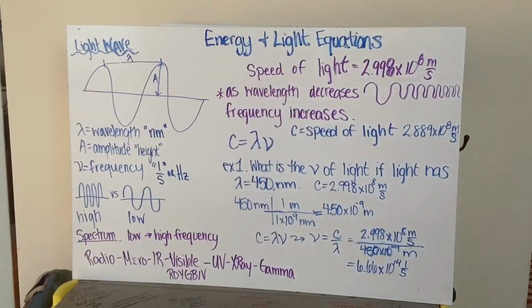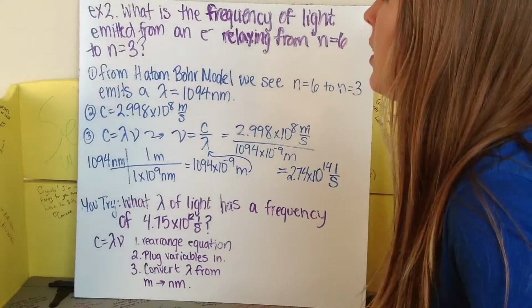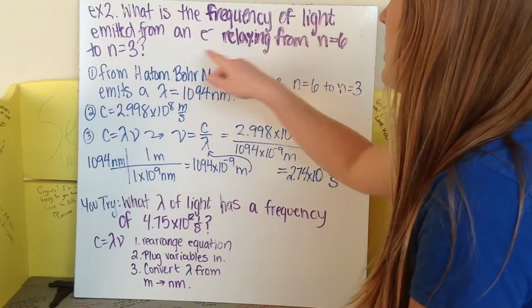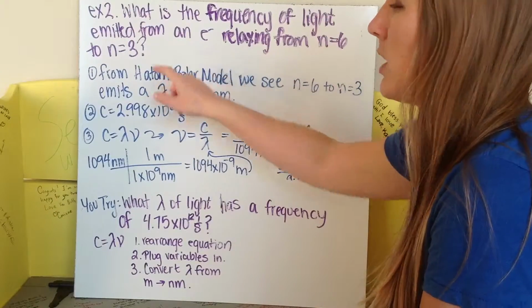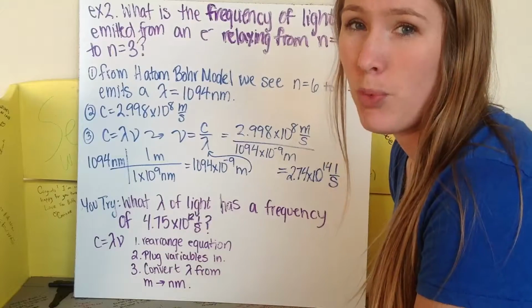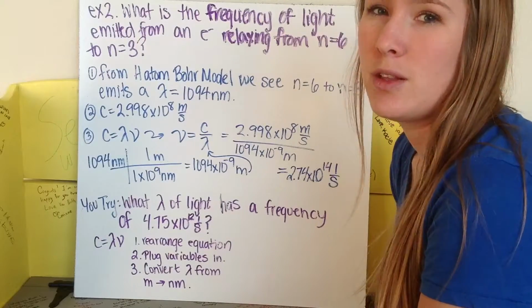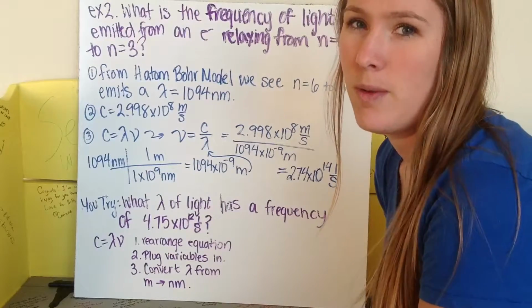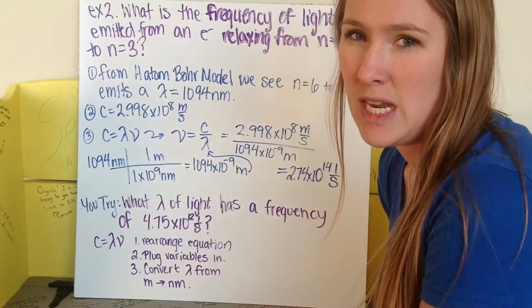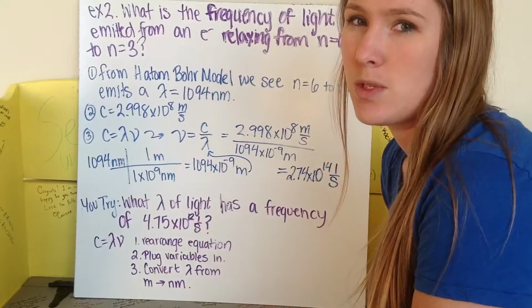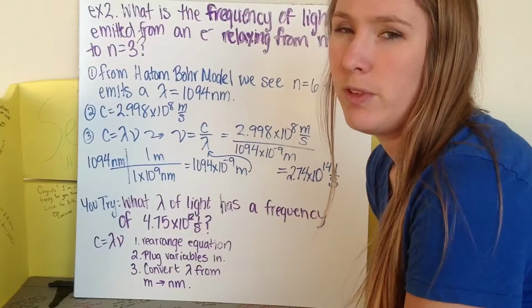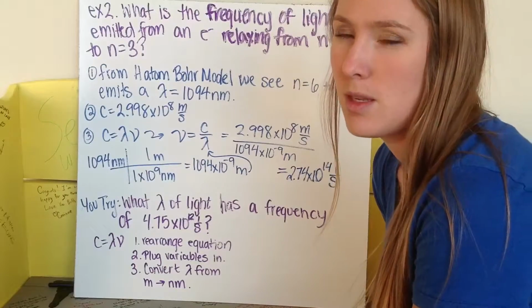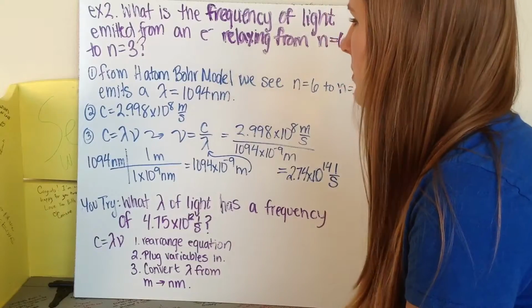Example number 2. What is the frequency of light emitted from an electron relaxing from n equals 6 to n equals 3? This is where we go back to our Bohr model of the hydrogen atom and locate an electron relaxing from the outer energy level of n equals 6 down to n equals 3. From here, we can then find what wavelength of light is emitted from this relaxation.